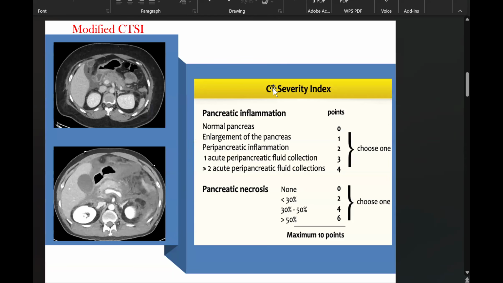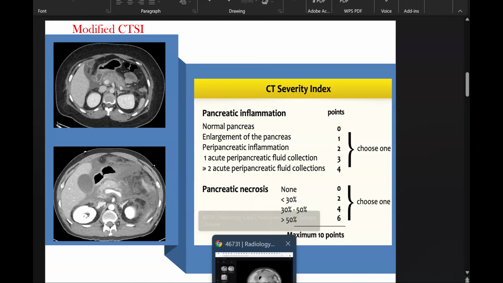Sometimes you may be asked about the CT scoring system. We comment on the amount of fluid, presence of ascites and effusion, and of course, necrosis. Necrosis is very important, and it scores a high grade. We have the CT severity index and the modified index in Radiopaedia. I think this one is from Radiopaedia.